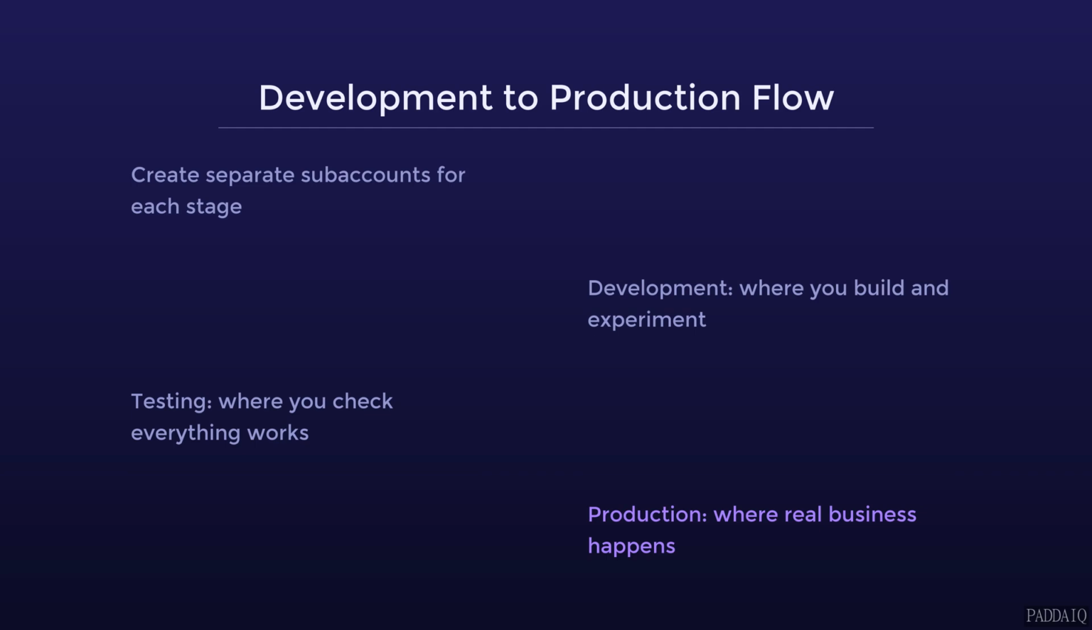Production, where real business happens. This means the final system where actual company operations and transactions occur daily. For example, a live online store processing real customer orders and payments. This environment is critical for business continuity and revenue generation.